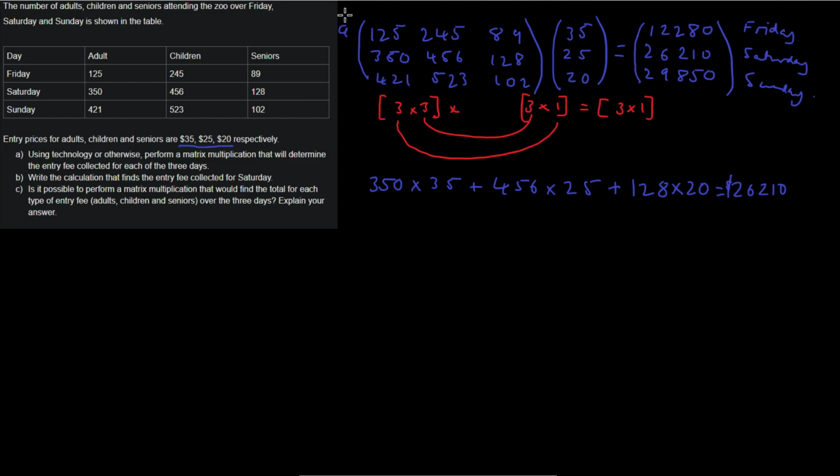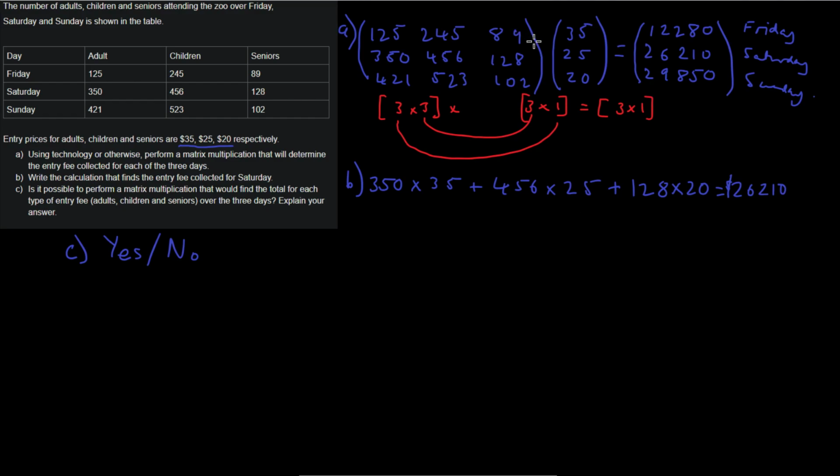So this was our working out for A. This is B here. And now C. Let's read C. Is it possible to perform a matrix multiplication that would find the total for each type of entry fee, adults, children, and seniors, over the 3 days? Explain your answer. Well, look, the answer is either yes or no. That's it. But which one is it and why?